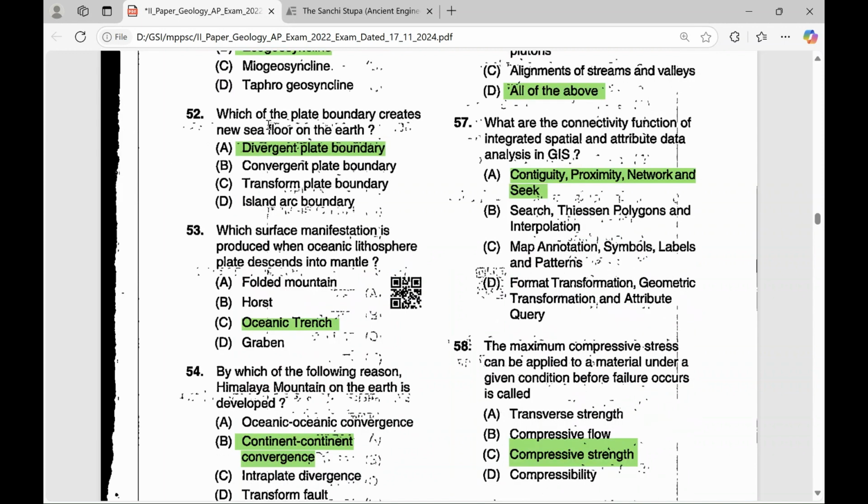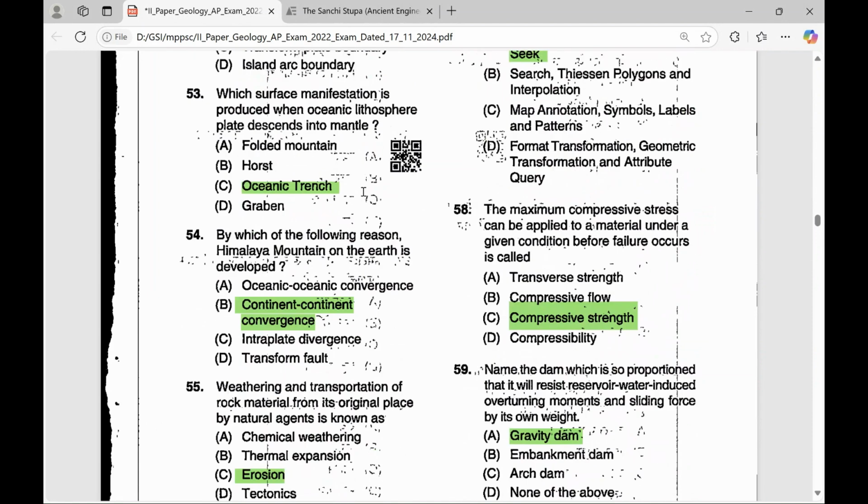Next question: which of the plate boundaries creates new sea floor on the Earth? It is very easy. It is the oceanic setting, the ridge setting, so it is at the divergent plate boundary. Next, which surface manifestation is produced when oceanic lithosphere plate descends into the mantle? So it's subduction, and the answer will be oceanic trench. The deepest one is Mariana Trench.